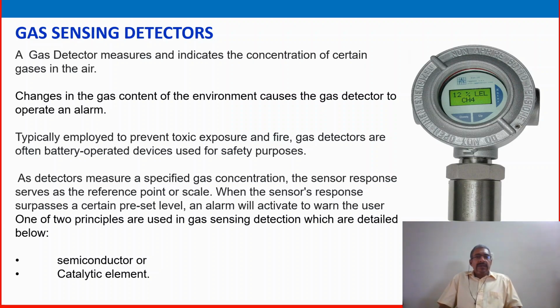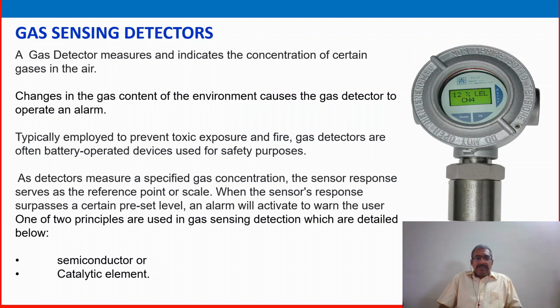A gas detector measures and indicates the concentration of certain gases in the air. Changes in the gas content of the environment cause the gas detector to operate an alarm. They are typically employed to prevent toxic exposure and fire. Gas detectors are battery operated devices used for safety purposes.